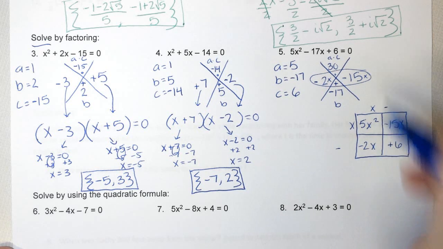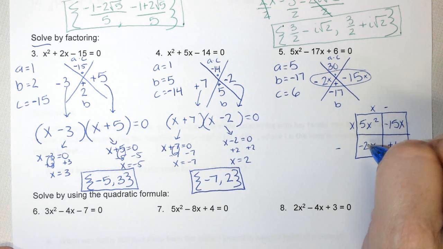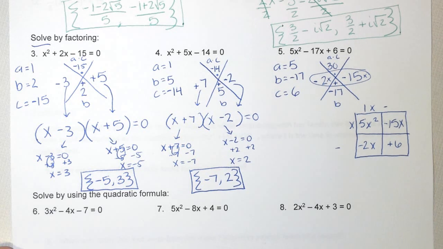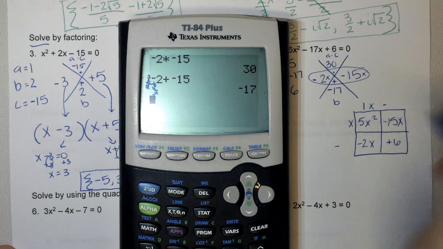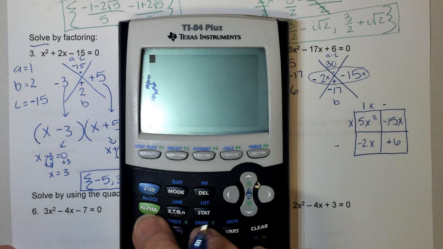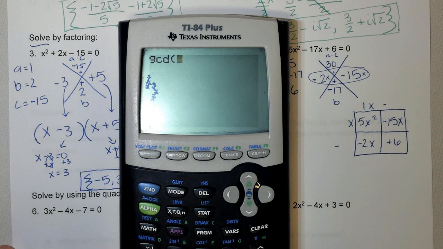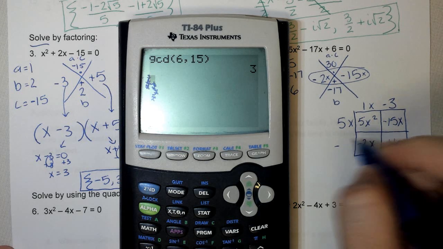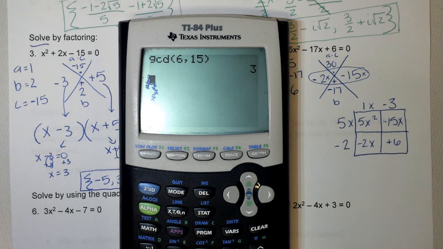Now we're doing GCFs. I always start with my smallest number. Does 2 go into 5? No. 2 is prime, so this is only 1. 6 does not go into 15, but 3 goes into both. And again, if you don't remember, you can do math, right? 9, 6, 15, and it tells me 3. Does 5 go into 15? Yes, it does. Okay, and does 2 go into 6? Yes, it does.